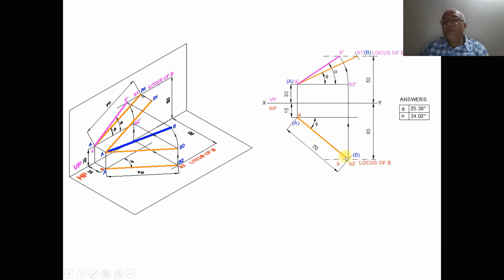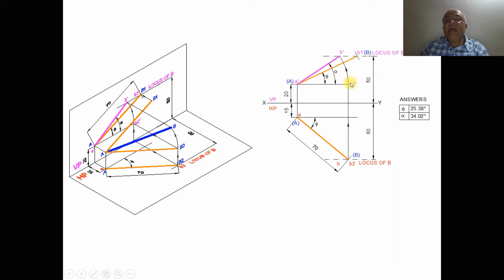We have taken the top view true length. So since it is the true length in the top view, obviously the front view should be parallel to xy. So you can see that A dash B2 dash is the front view of the corresponding top view. So this is parallel to xy because A dash is above HP by 20 mm, so B2 dash is also above HP by 20 mm. But actually the locus of B is here, which is above HP by 50 mm.